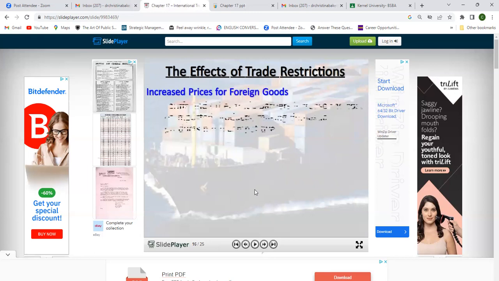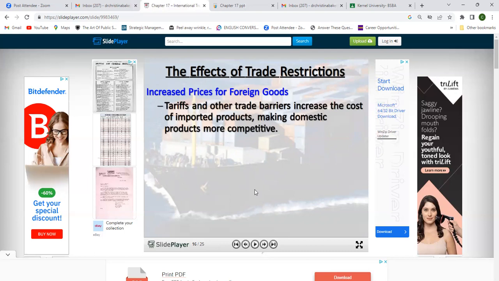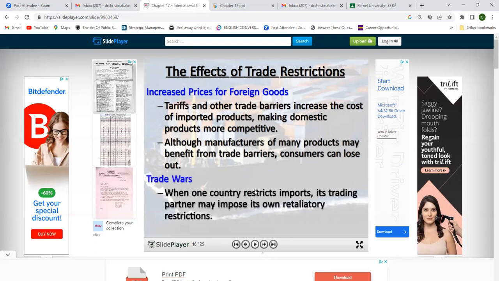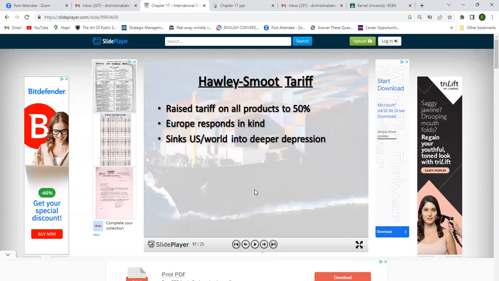Increased price for foreign goods. Tariffs and other trade barriers increase the cost of imported products, making domestic products more competitive. Although manufacturers of many products may benefit from trade barriers, consumers lose out. Trade wars. When a country restricts imports, its trading partner may impose its own restrictions. Smoot-Hawley tariff: raise tariff on all products 50%. Europe responds in kind, shrinks the U.S. and world into deeper depression.